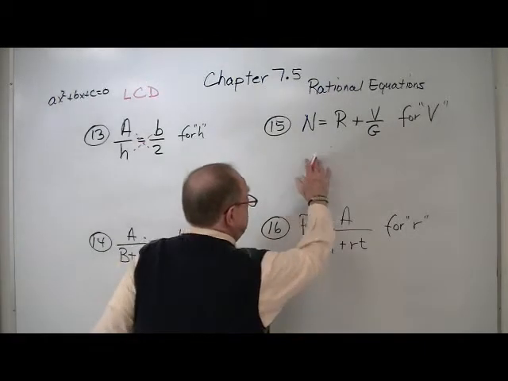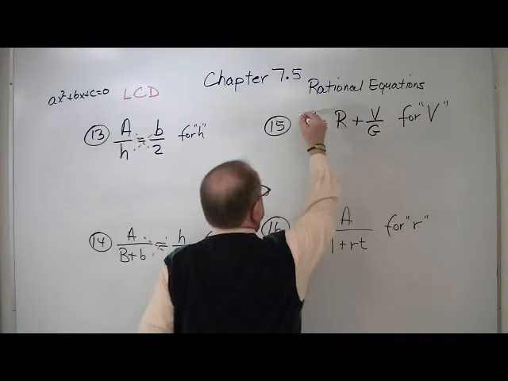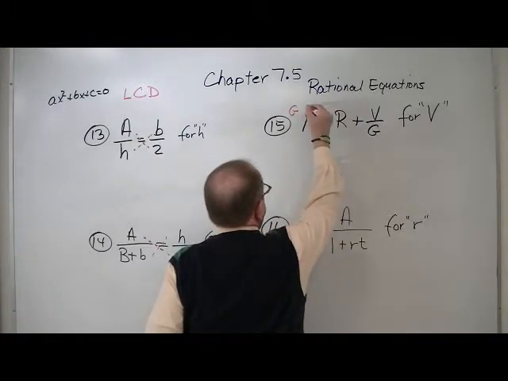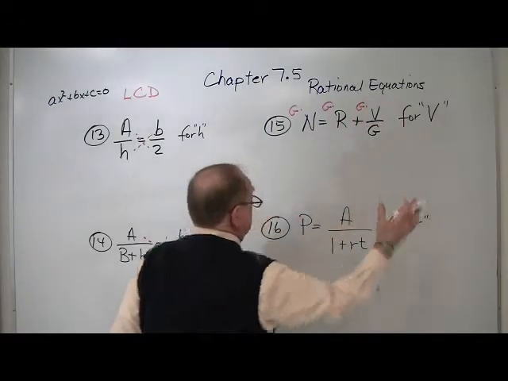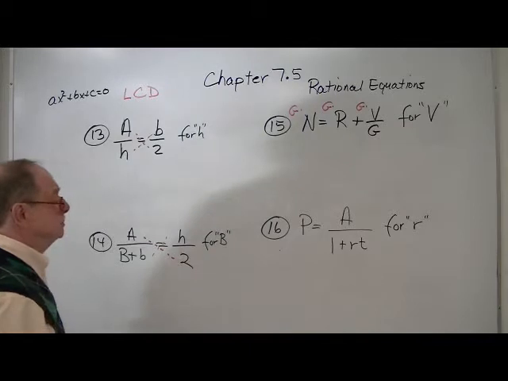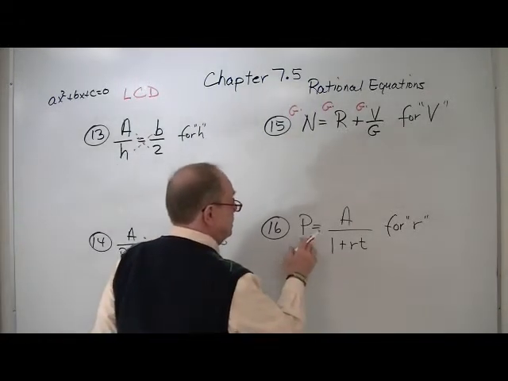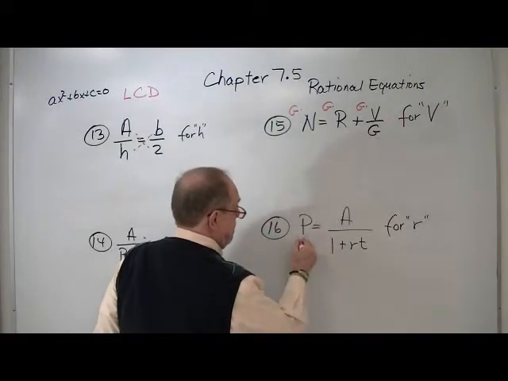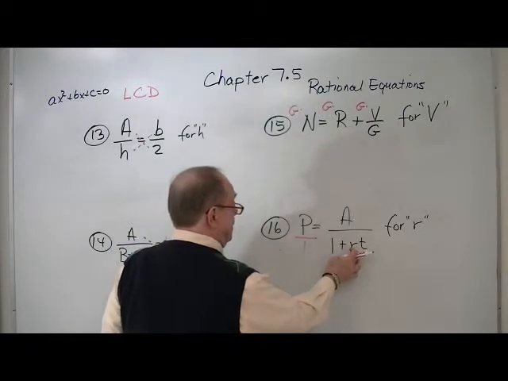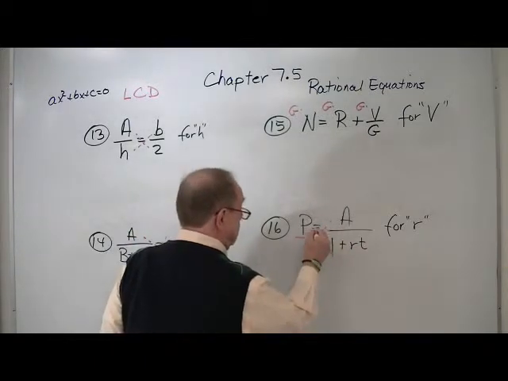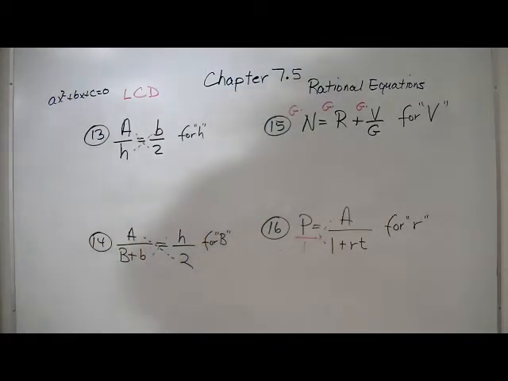In number 15, we want to get rid of that fraction there. So we're going to multiply everything by g. That gets rid of the fraction. And then here, keep in mind this is sort of like over 1. We want to solve for the r, so we can again cross multiply. All right, well, we'll see it worked out here.